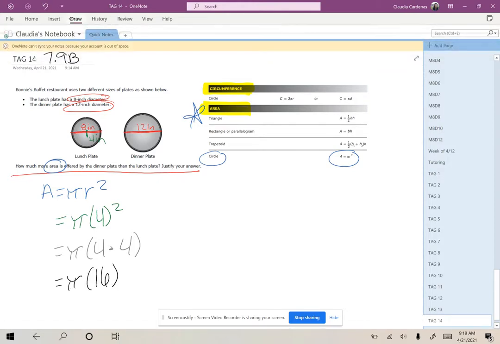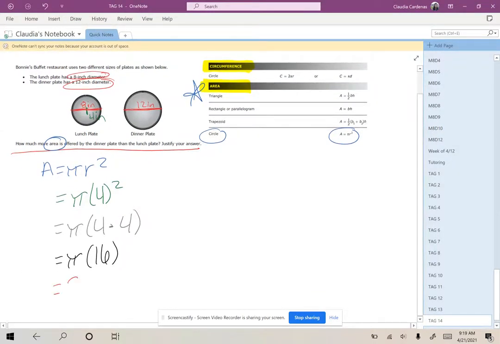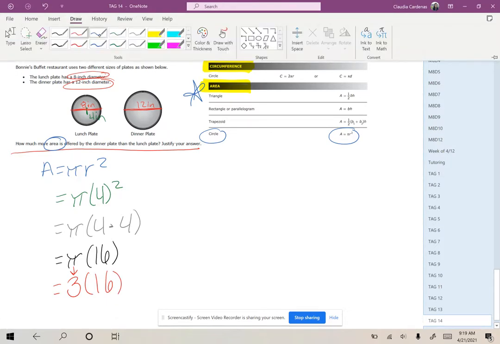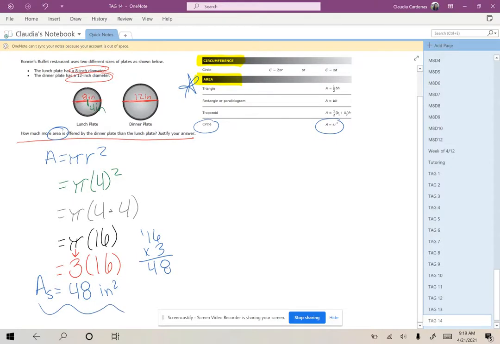And so even though we've been using 3.14 as pi, because we're now getting into the testing season and want to prevent as many errors as we can, we're going to use 3 in replacement of 3.14 just to prevent those decimal issues. And so now we can multiply 16 times 3, which is 48. So the area of the smaller plate is about 48 inches squared. But that is not the answer to my question. They don't want the area of the smaller plate. They want to know how much more area is offered by the dinner plate than the lunch plate. So we now need to find the area of the dinner plate.